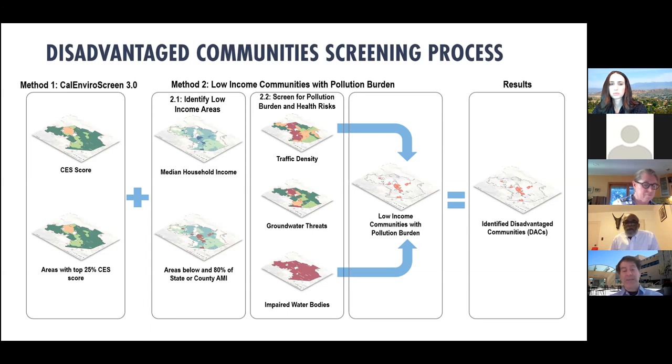The second method is to take low-income areas, which are 80% of the state or the county median income, and we do this by block group, and then look individually at sources of pollution burden in the city, and when you blend the two of those together, you end up with disadvantaged communities. So then you take method 1 and method 2, put it together, and you identify what your disadvantaged communities are in the city.